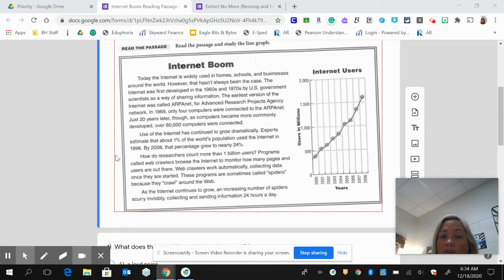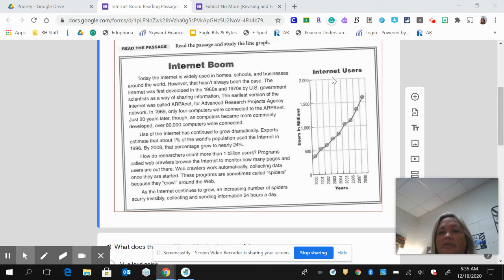Programs called web crawlers browse the internet to monitor how many pages and users are out there. Web crawlers work automatically, collecting data once they are started. These programs are sometimes called spiders because they crawl around the web. As the internet continues to grow, an increasing number of spiders scurry invisibly, collecting and sending information 24 hours a day.